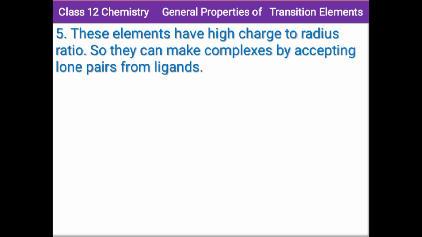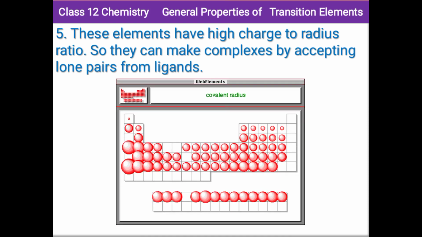Number 5, these elements have a high charge to radius ratio, so they can make complexes by accepting lone pairs from the ligands. As I have stated before, they have high charge density because of high charge and small radii. That is why they can make complexes by accepting lone pairs from the ligands. The diagram shows the atomic radii of transition elements. They have small radii and high charge. That is why the charge density on these ions is very large, and they can attract the lone pairs of the ligands.